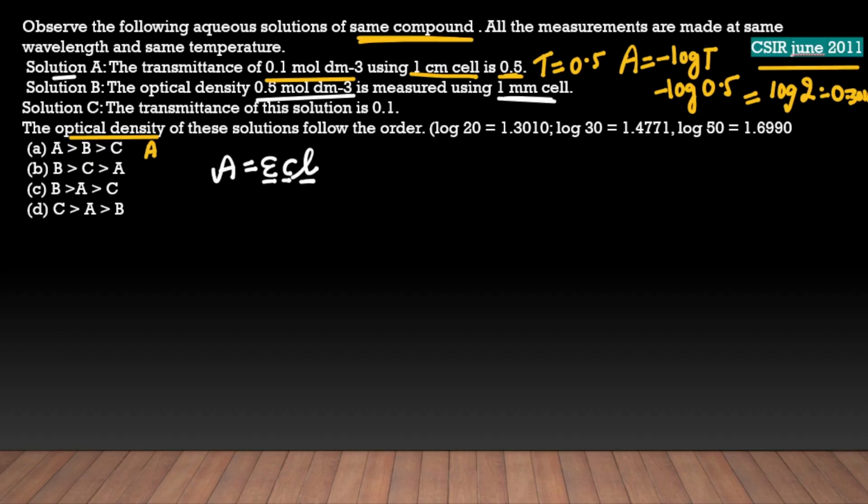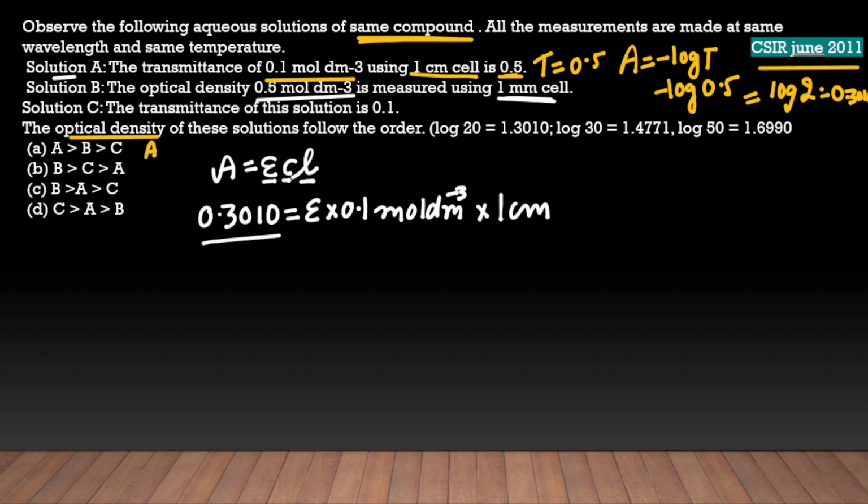I hope this is clear, because the same compound is there, so absorptivity will be the same. So we can make use of the data from solution A to find the epsilon value. Just the concentrations of these solutions are different and different conditions have been given for A, B and C, but it is the same compound. From the first solution, the absorbance value we got is 0.3010, which equals epsilon times the concentration 0.1 mole per decimeter cube times the length, 1 centimeter.